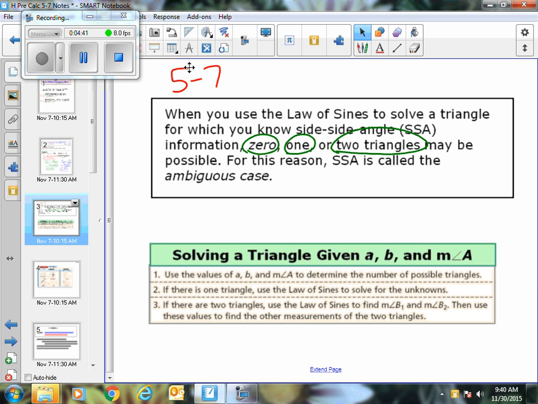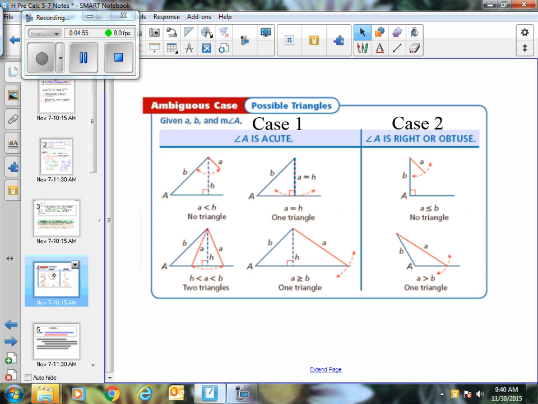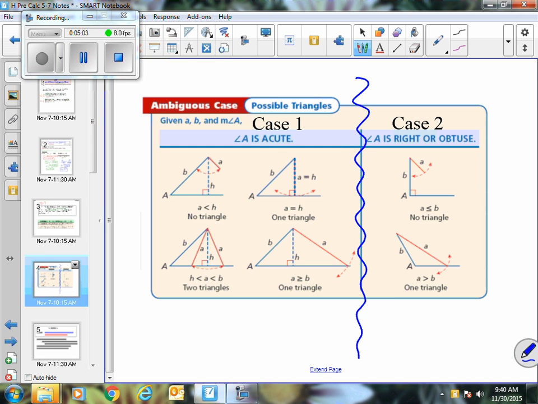So what we're going to do is first figure out, from the given information, looking at the angle and the side across from it, what do we know about the triangle? What kinds of solutions can we have? And then we'll be able to solve using law of sines. Okay, so I have this picture that we're going to use. This is what we're going to be going back to, so make sure you make some notes on this. I'm going to put a big line down the middle here to separate our case 1 and case 2. The difference between these possible triangles is the size of the angle that you're given.